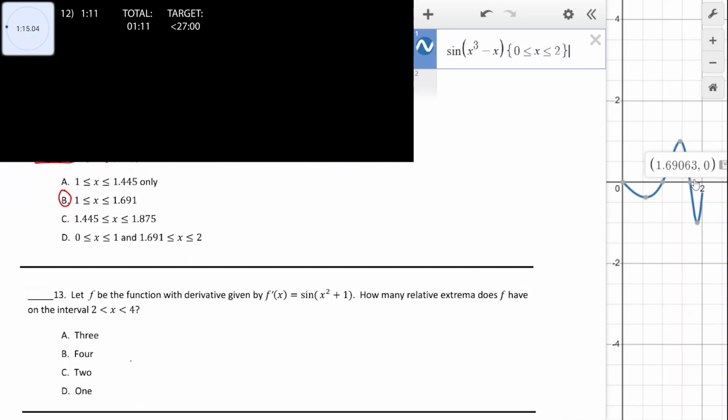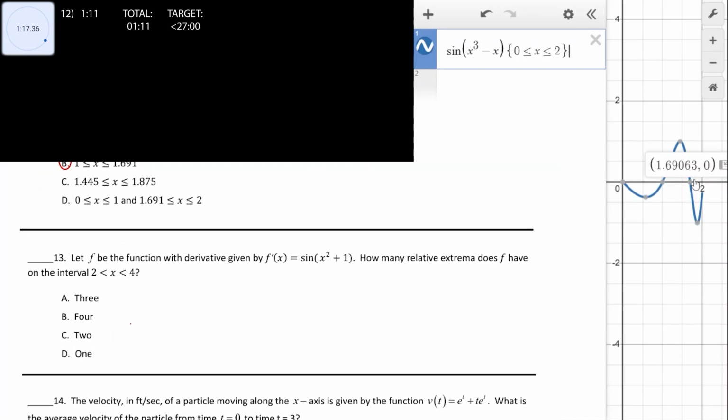Number 13 says, let f be the function with derivative given by f prime equals sine of x squared plus 1. How many relative extrema does f have on the interval? So relative extrema are going to be locations on the graph of f prime where f prime changes signs. In other words, f prime should be changing from either negative to positive, which indicates that you have a local minimum, or from positive to negative, which indicates you have a local maximum.